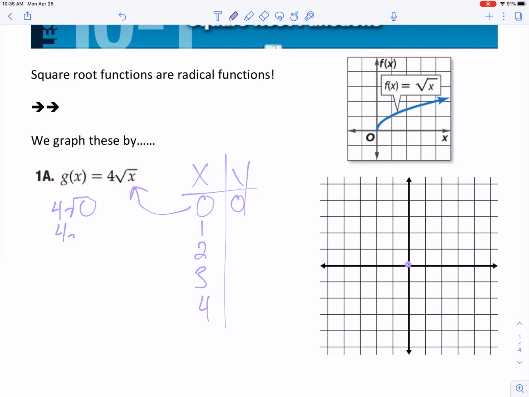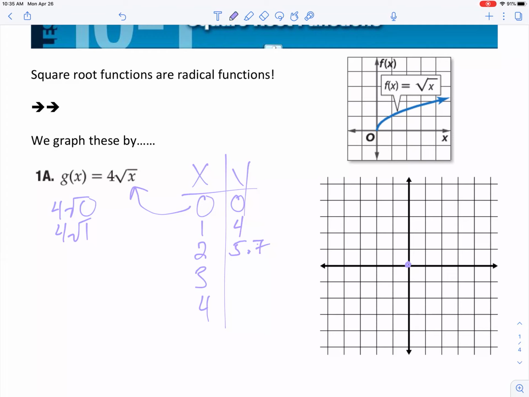The square root of 1 is just 1, and 1 times 4 is 4. The square root of 2, I'm going to actually plug that in, is 1.4, and if I multiply that, that is 5.6. Oh, no, actually, if I round it, it's 5.7. And I can't really graph that very well. I'm thinking maybe I should have gone by 2s. Let's try some 2s.